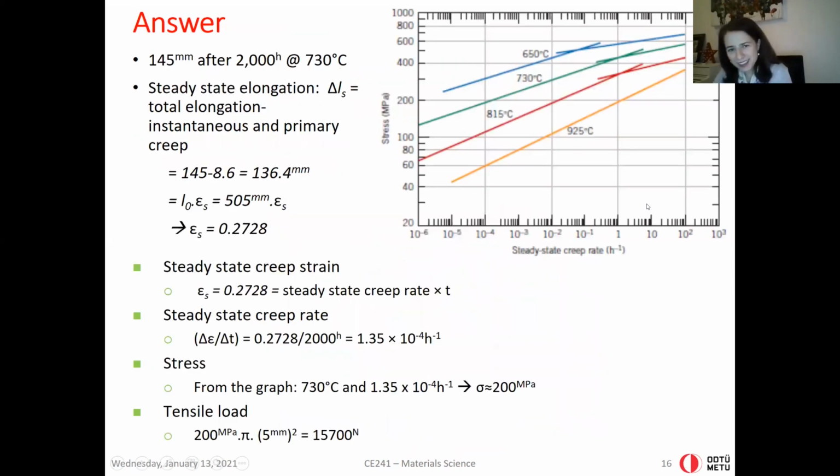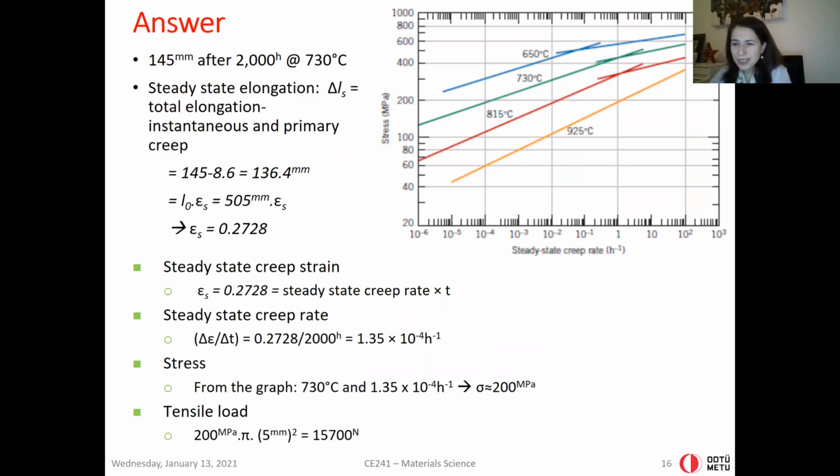Okay, let's see how you have done. So we want 145 millimeter after 200 hours, sorry, 2000 hours at 730 Celsius. So we check our green curve now. Steady state elongation basically is total elongation minus instantaneous and primary creep. So we know our total elongation is 145 minus 8.6. It will give us 136.4 millimeter as our steady state elongation.